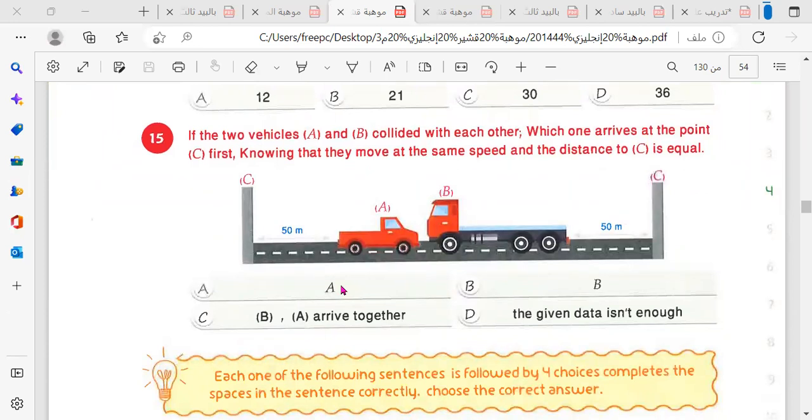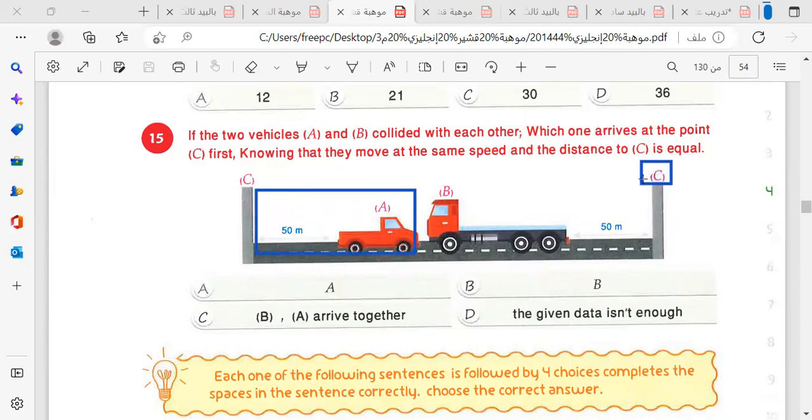If two vehicles A and B collided with each other, which one arrives at the point C first? Knowing that they move at the same speed and the distance to C is equal. Yeah, say the same speed. So if the same speed, what's affecting it now? The distance, right? So what is the distance from the car to C?